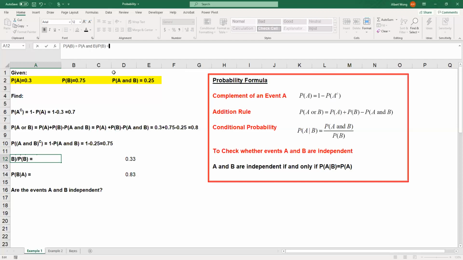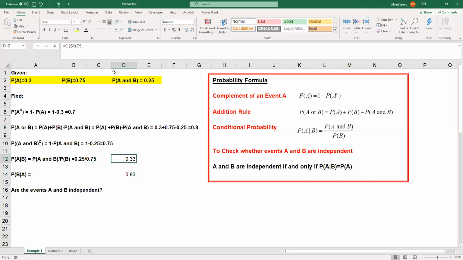So if we plug in the numbers, we will have 0.25 divided by 0.75. And if you perform this calculation, that will be equal to 0.33, right? So 0.25 divided by 0.75, and the answer is 0.33. And it's sufficient for us to keep only 2 decimal places. Let's do that one more time.